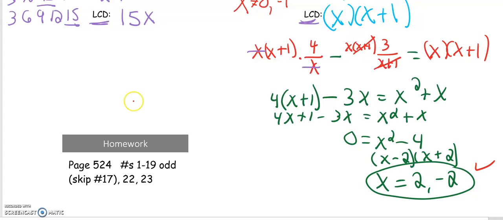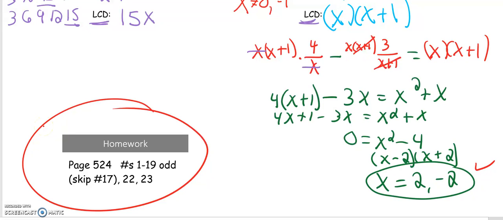Okay, so again, your homework tonight is from the book. Make sure you check that out, and we will have 2 more practice days, so plenty of time to get a good grasp on this whole LCD concept.